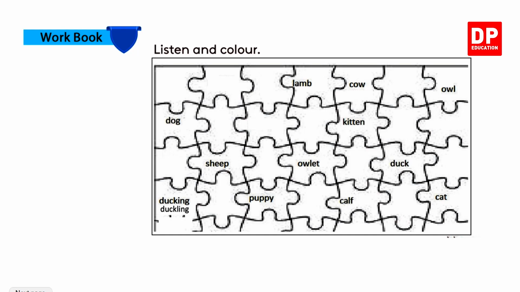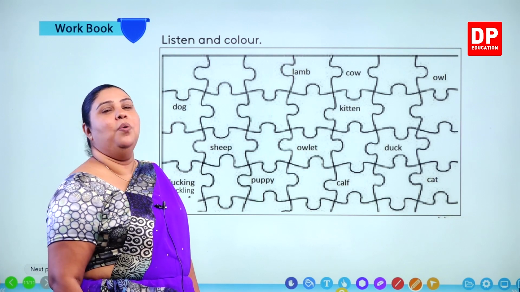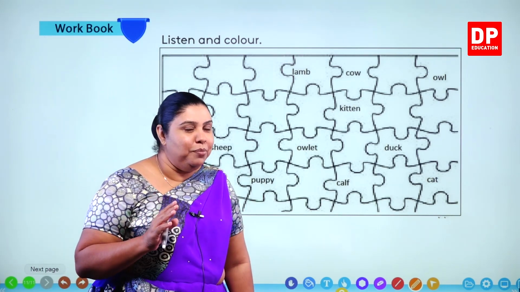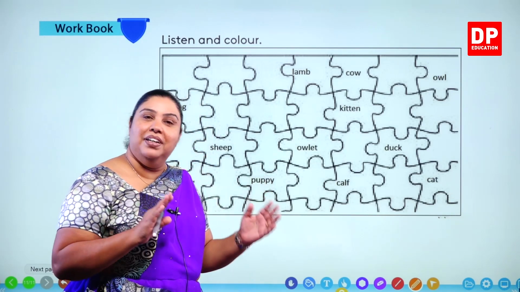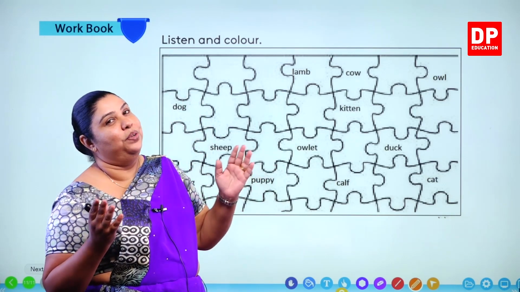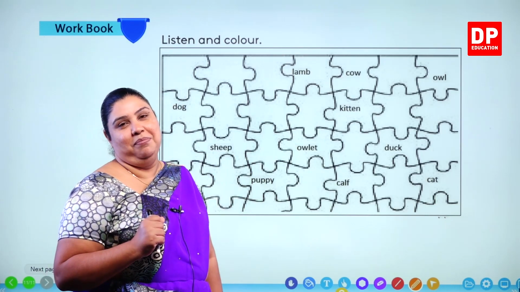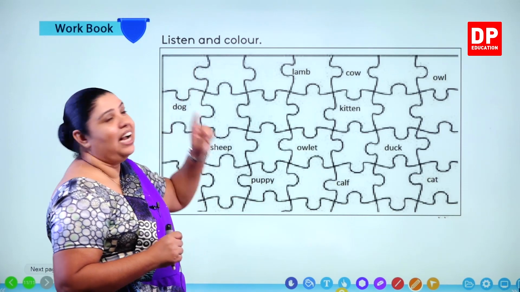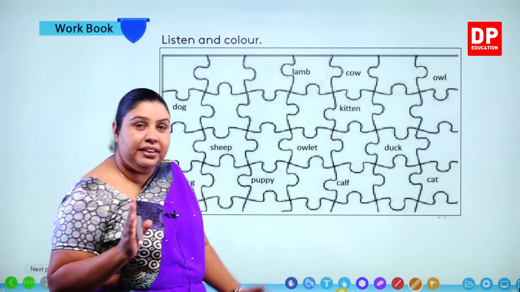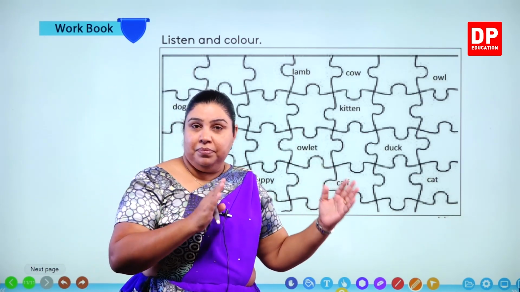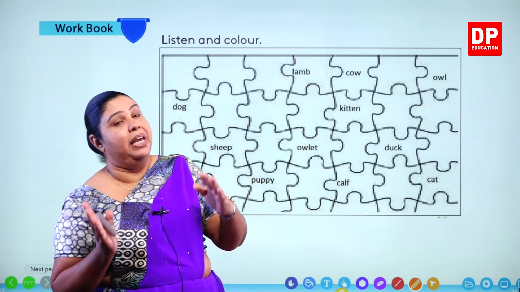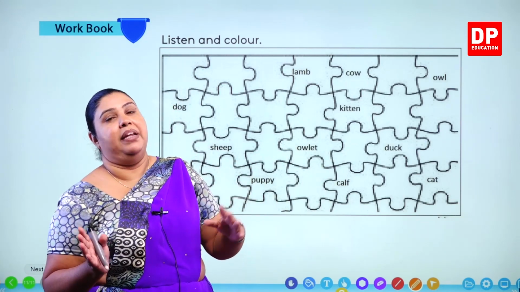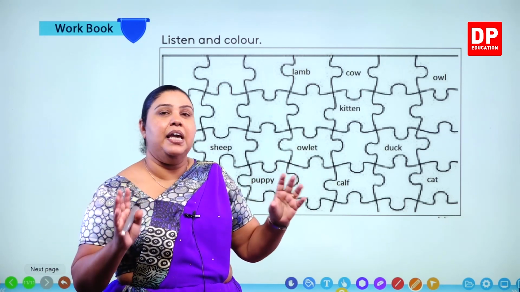Okay, listen and color. Now, how are we going to do this? Listen and color. First of all, I'm going to tell you the name of the mother. And then we are going to find the baby's name. And then we are going to color. It says, listen and color. We have to listen carefully and find the mother name and the baby name. And then we have to color them in the same color.